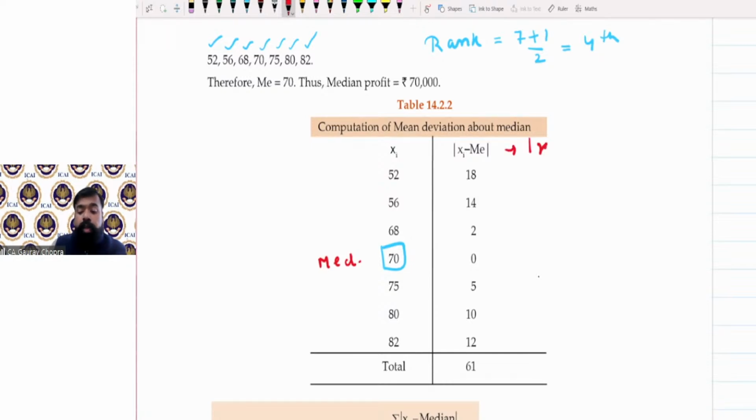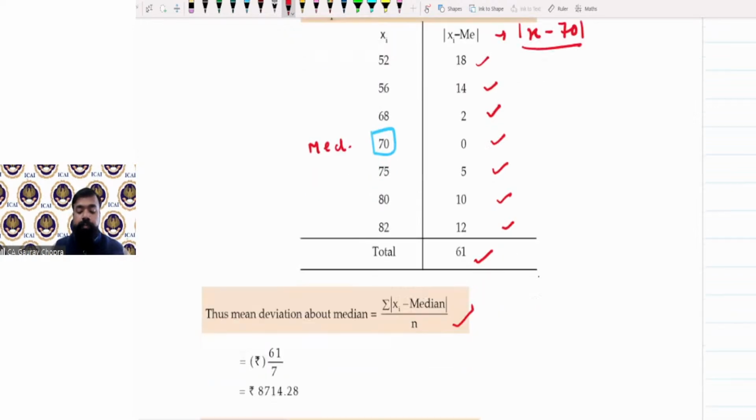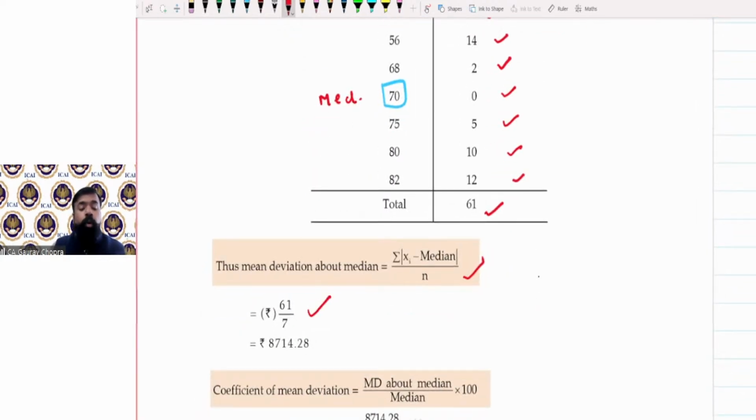So mod x minus 70 we have to do. So 52 minus 70, it is 18. Minus 70 is 14. Then 2, 0, 5, 10, and then 12. All these deviations we have to take. After the deviation, find the total of these deviations. So it will be sigma mod x minus median upon n. It will become 61 upon 7.